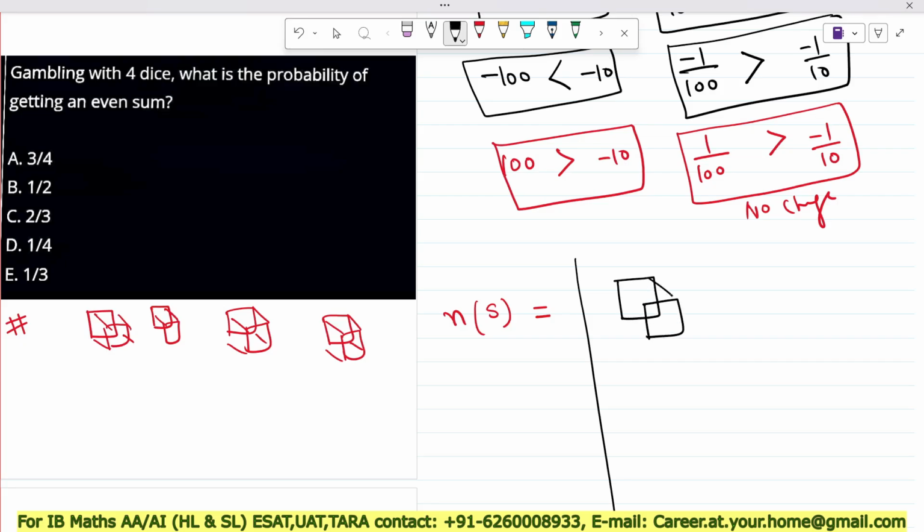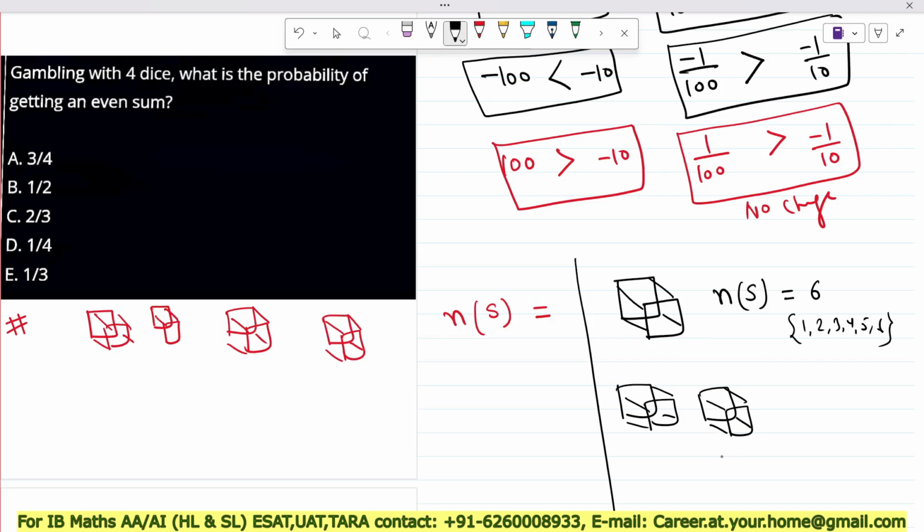Suppose I have one dice, right? How many elements will the sample space have? Six. They are one, two, three, four, five, and six. Now suppose I have rolled two dice. How many members will it have? If you roll two dice, you'll have 2 through 12. 2 is the smallest, 12 is the max.